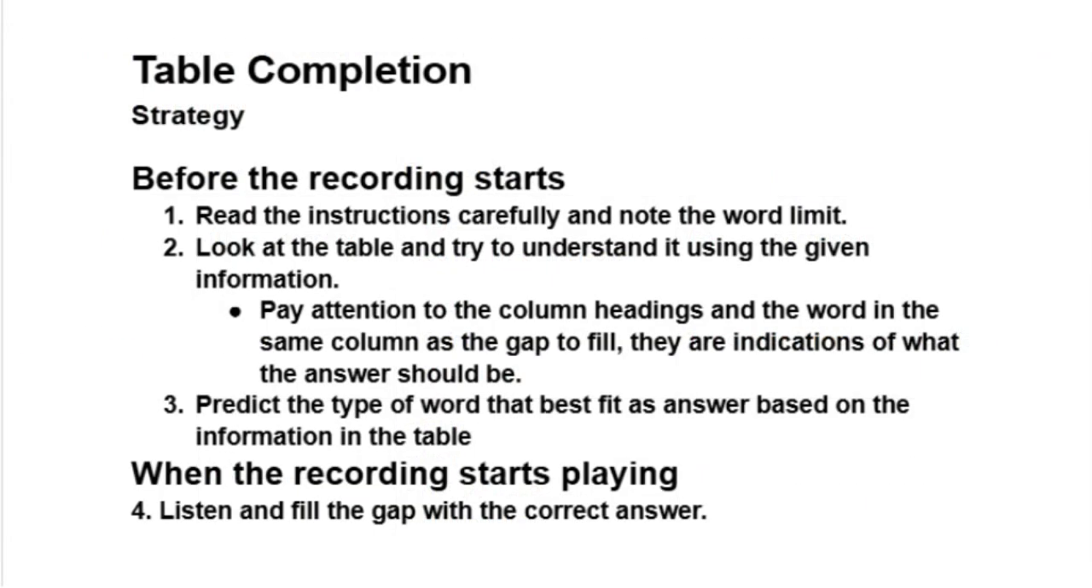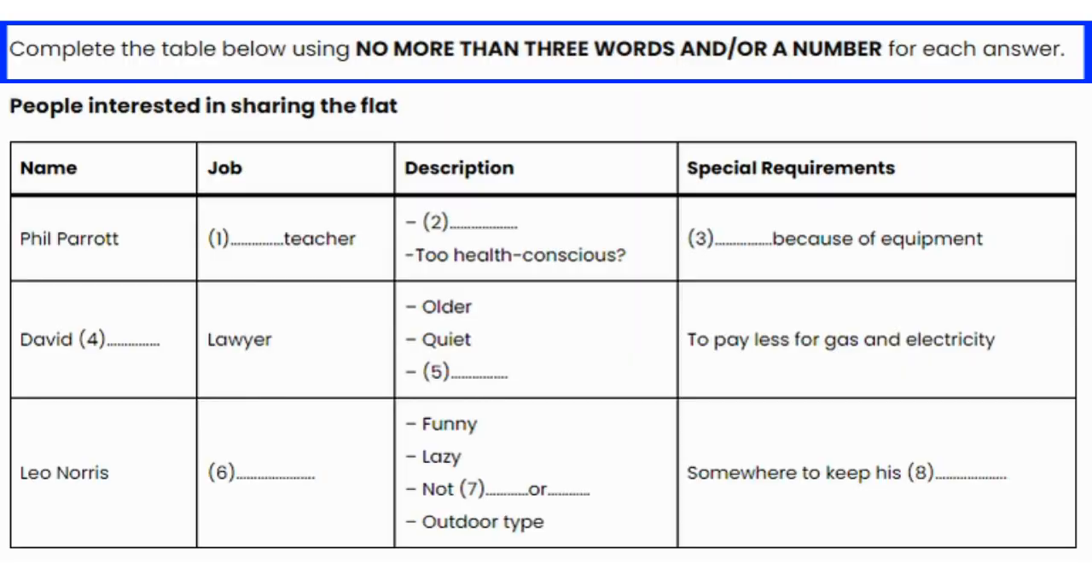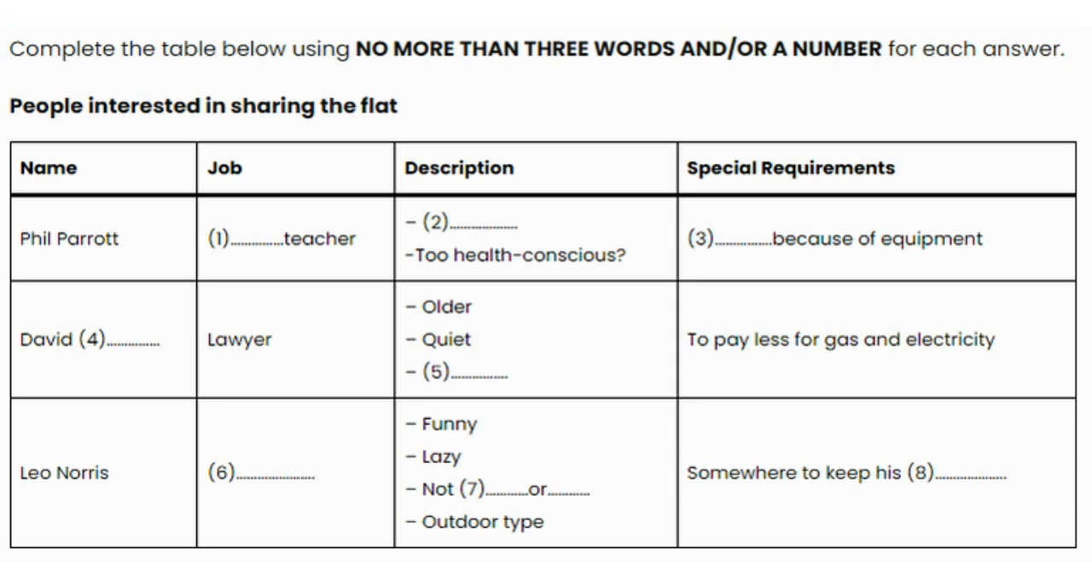So the first thing, you read the instruction carefully and note the word limit. Now let's check the instruction. Complete the table below using no more than 3 words and or a number. One thing that you should always have in mind is the head of the table. Go through the title. It gives you a general overview of what the table is about. People interested in sharing the flat.